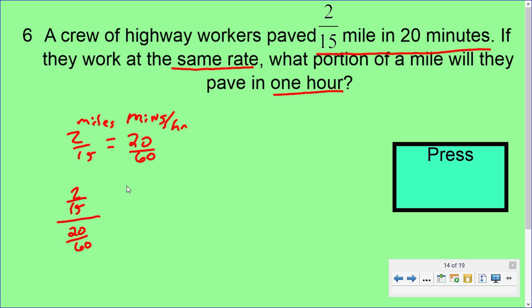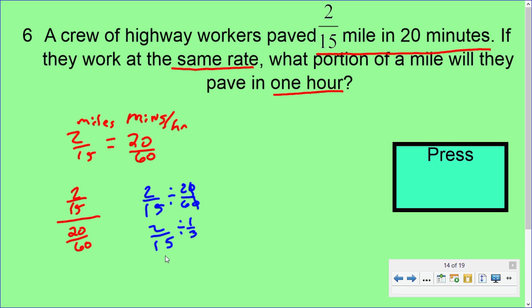So we can solve this a couple ways. So let's take a look at this. We got 2/15 divided by 20 over 60. And we can definitely reduce that so we don't have to use such big numbers. So I'm going to use 2/15 divided by 1/3. What I did was I cut off the 0, and 2 divided by 2 is 1, and 6 divided by 2 is 3.